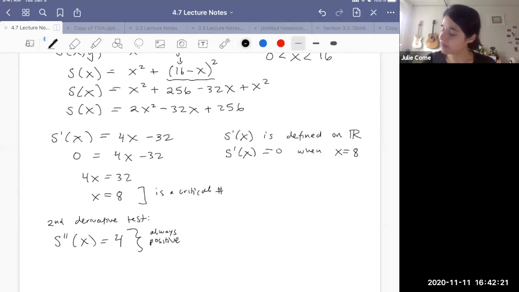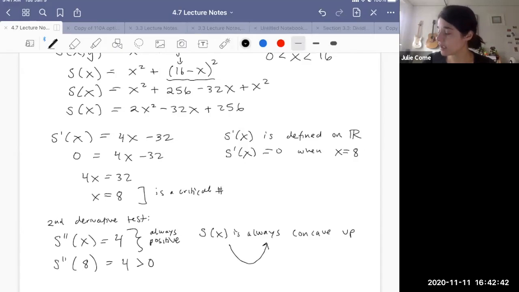So that means that if I plug in s double prime of 8, it's still going to be 4, which is greater than 0. That means that our function s is always concave up. Because our second derivative is positive, our function basically has to always have an upward facing bowl shape.